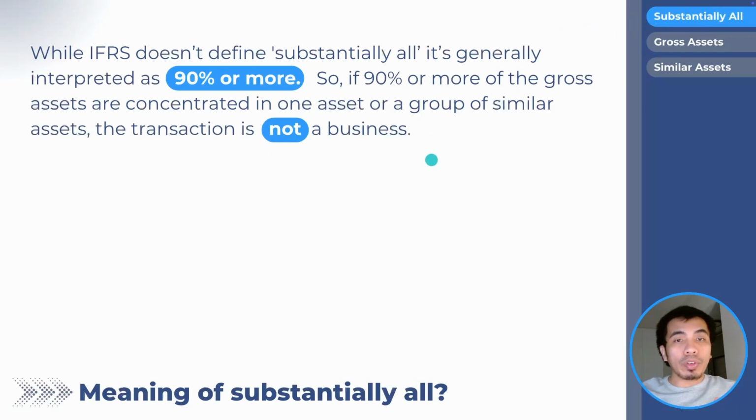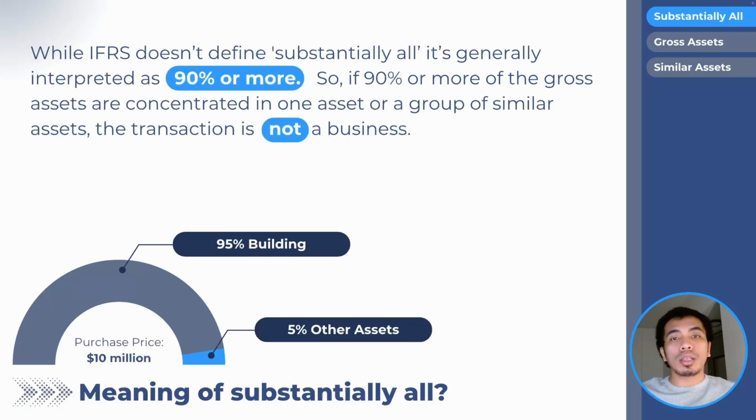So first we have the meaning of substantially all. While IFRS doesn't define substantially all, it is generally interpreted to be 90% or more. So if 90% or more of the gross assets are concentrated in one type of asset or a group of similar identifiable assets, the transaction is not a business, because there is a concentration of the fair value into one type of asset. So it means that you have essentially acquired an asset rather than a business that has inputs, processes, and outputs.